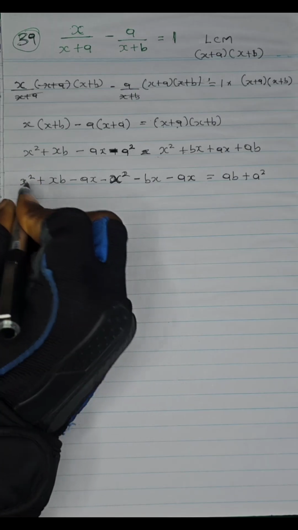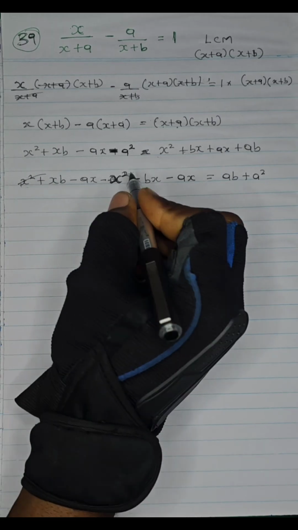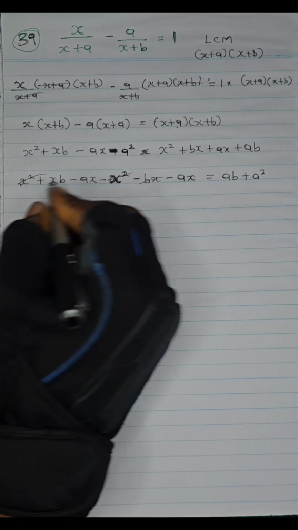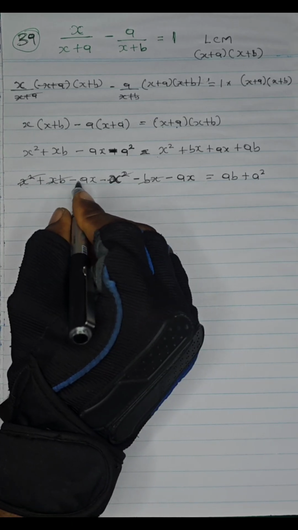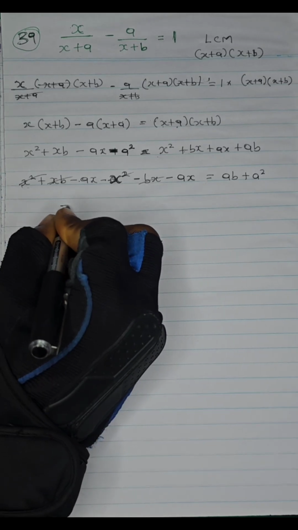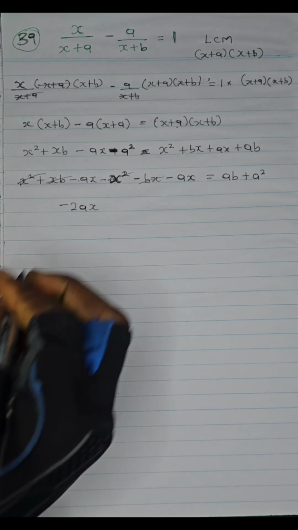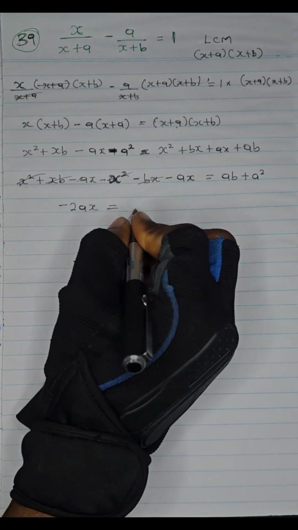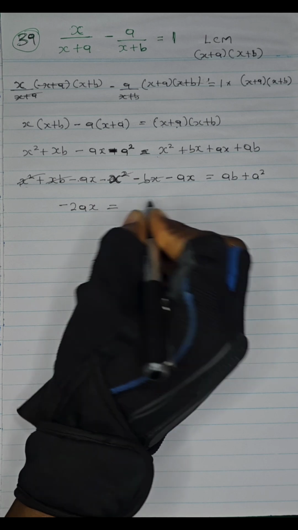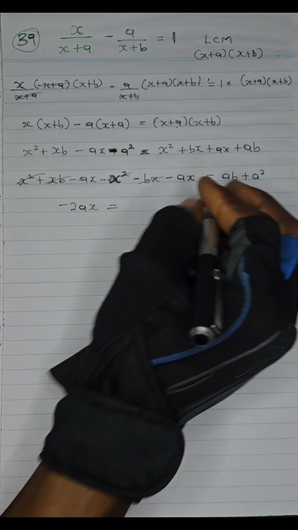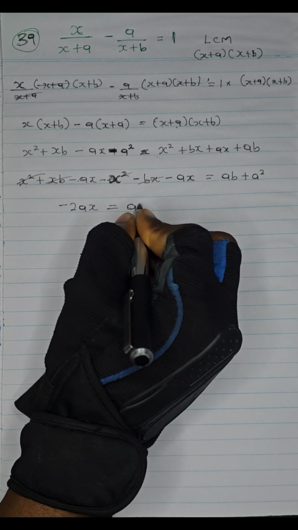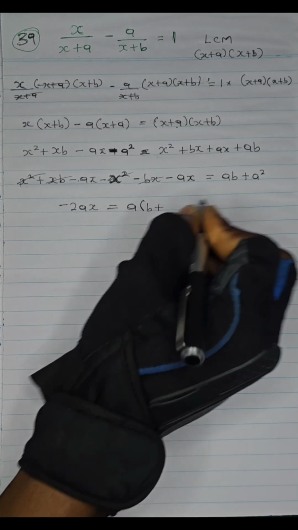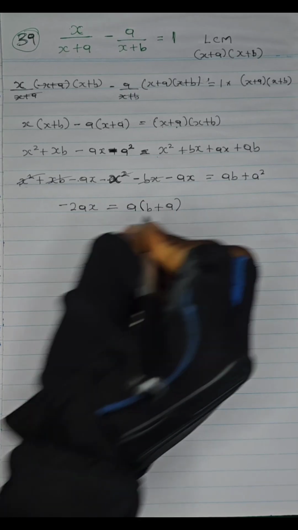Now let's start solving. x squared minus x squared cancel out to 0. xb minus xb cancel out to be 0. Minus ax minus ax, I'm going to have minus 2ax, which will be equal to, here we just need to take the like term, which is a, so it will be ab divided by a will give you what? b. Plus a squared divided by a will give you what? a. So this is it.